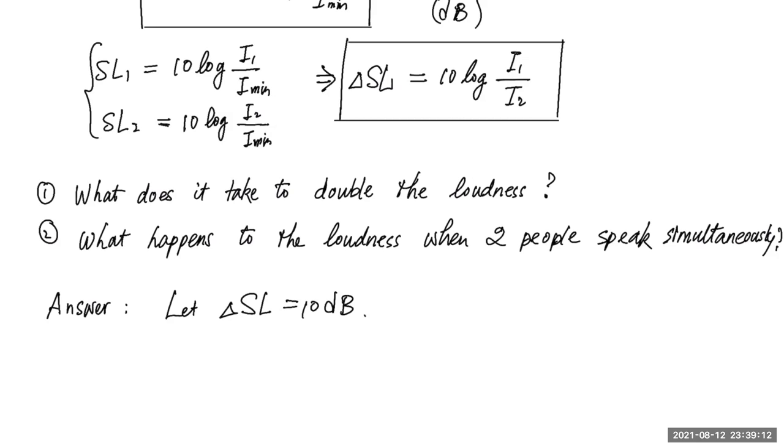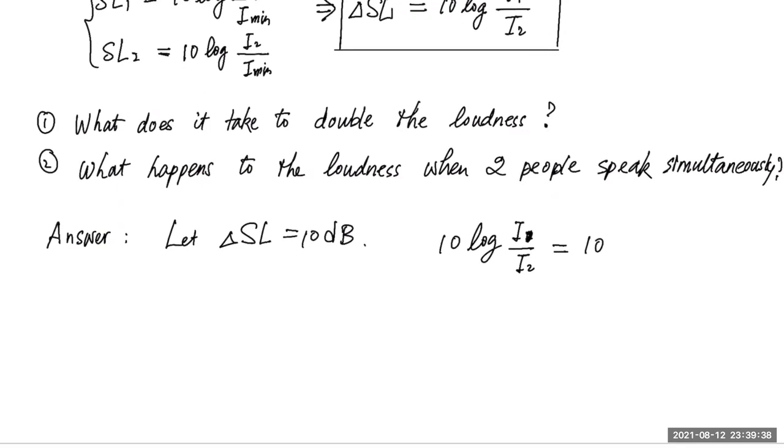So that means 10 log of I1 over I2 is equal to 10 dB, which is just 10, since both sides are in dB. So what does that mean? It means this log function equals 1, and therefore I1 over I2 equals 10. Wow. In order to sound twice as loud, you have to give me 10 times the intensity, not doubling, but 10 times the intensity. That's what it takes.